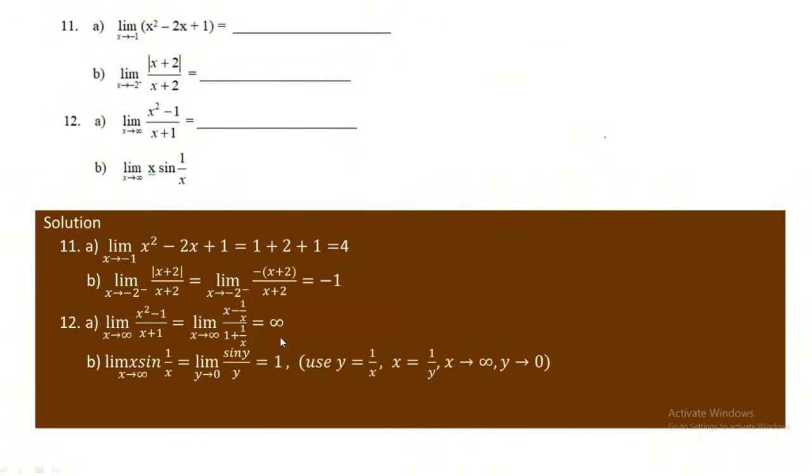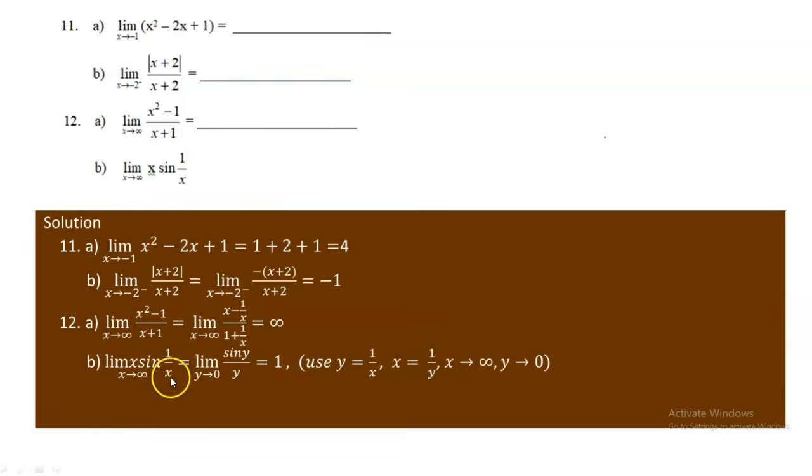And coming to b, we are having the limit of x sine 1 over x as x going to infinity. So here, in order to find this one, what we need to do is, let's use y to be 1 over x, students. If you assign this to be y, look, as x goes to infinity, 1 over a large number approaches 0. So as x goes to infinity, y approaches 0. So if y is 1 over x, your x is going to be 1 over y.